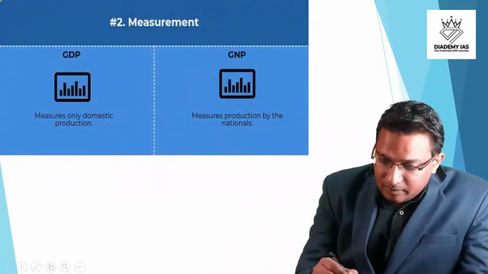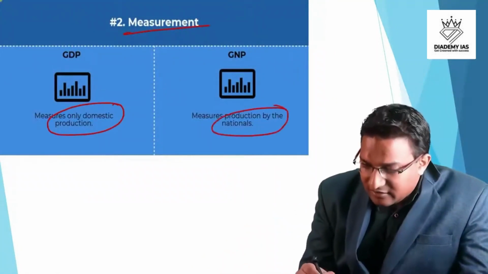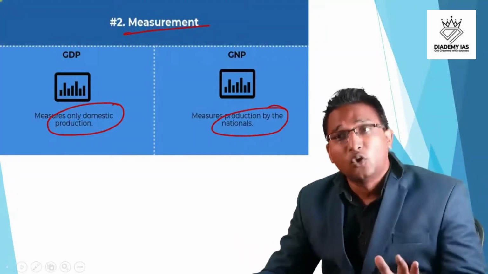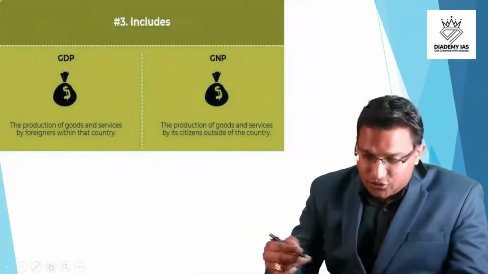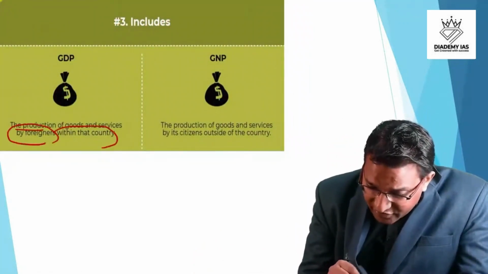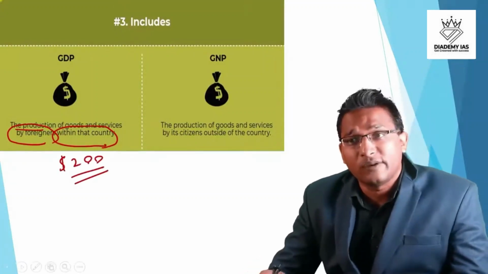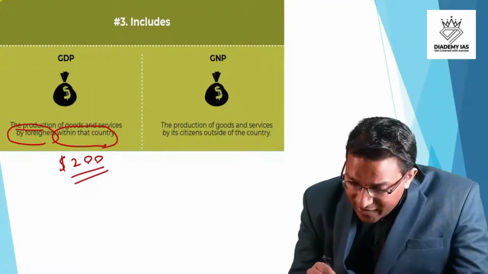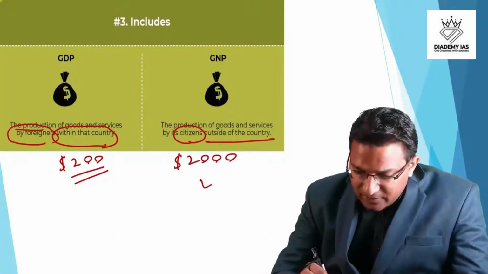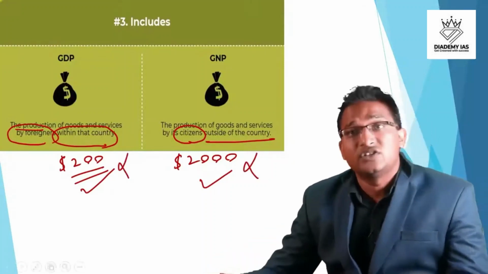Next, GDP measurement. It measures only domestic production. GNP also measures the production by the nationals, irrespective of whether this is domestic or non-domestic. What does GDP include? GDP includes the production of foreigners within that country, right? So example, Mr. Robert's $200 contribution. The production of goods and services by its citizens outside the territory, right? So $2,000. So it will be part of the GNP and it will not be part of the GDP.